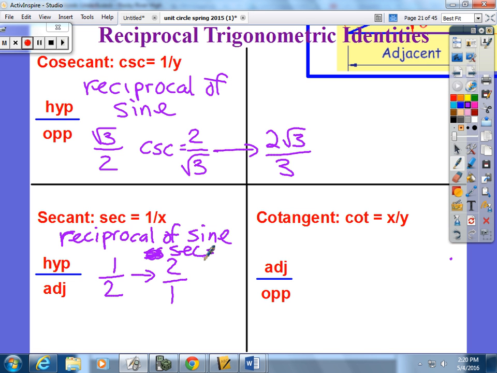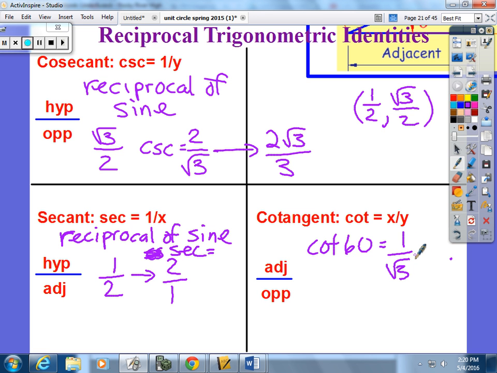Cotangent is very similar to tangent. You just do x divided by y. So if I have the point, what did I just do? I did 1/2, square root of 3 over 2. So that's a 60-degree angle. So the cotangent of 60 would be the x divided by the y. So it would be 1 over square root of 3. And when you rationalize that, that would be square root of 3 over 3.